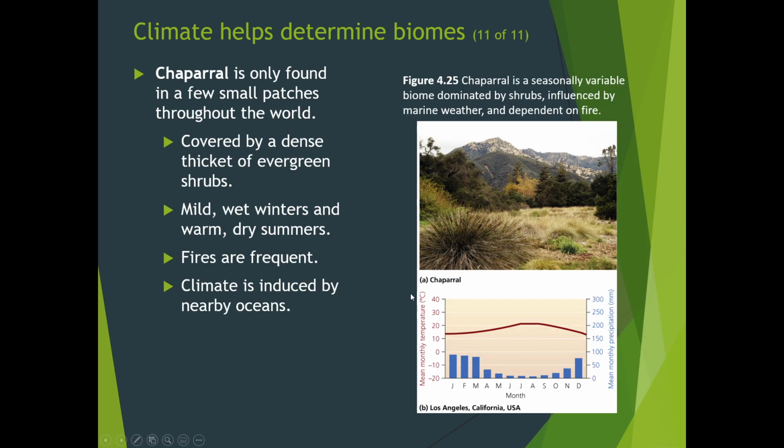Okay. And then we got the chaparrals, which are found in a few small patches throughout the world. So this is just like California. It's kind of like this in the Mediterranean. We have nice constant weather temperature with some rainy seasons and then a dry season with a little bit of rain. Okay. Los Angeles, I mean, that's what this is. Hollywood. Think of Hollywood when you think of these. Fires, of course, are frequent, and the climate is influenced by nearby oceans.